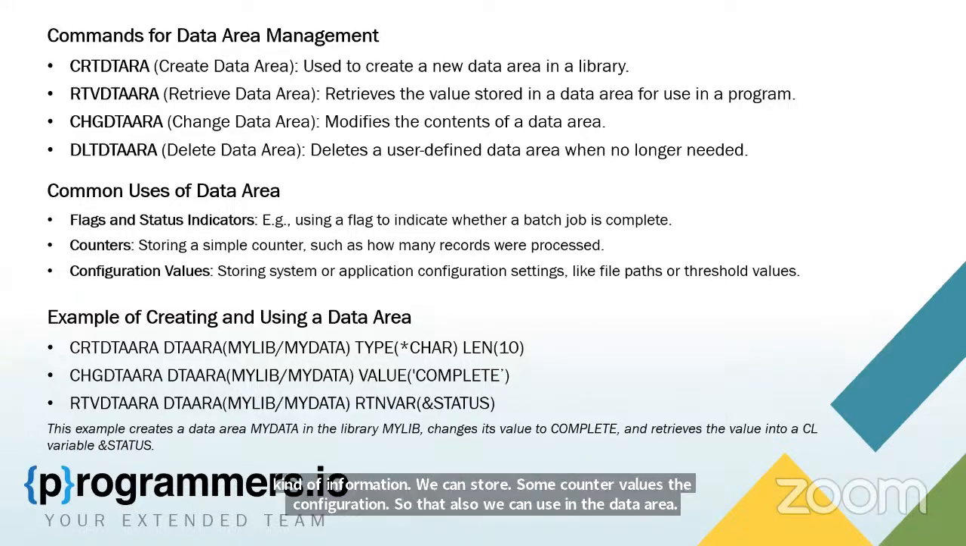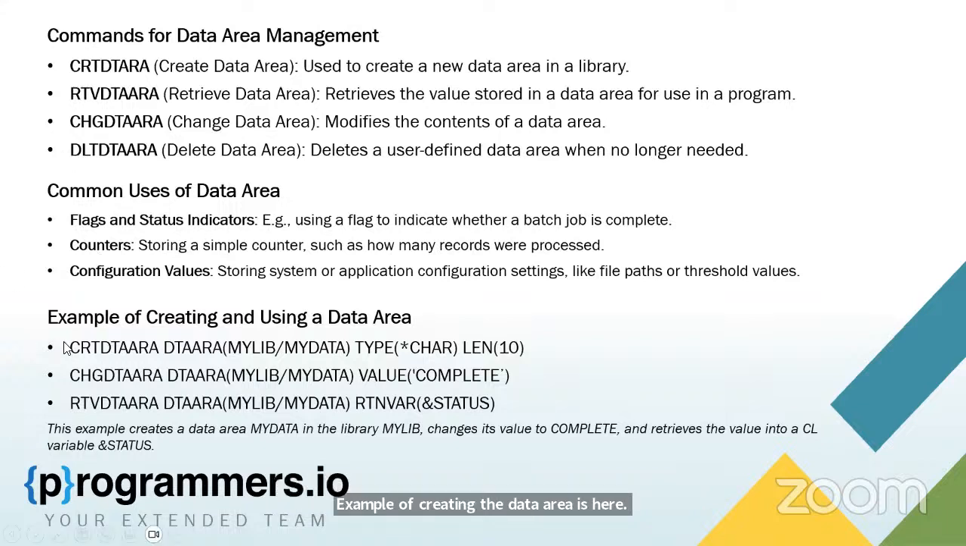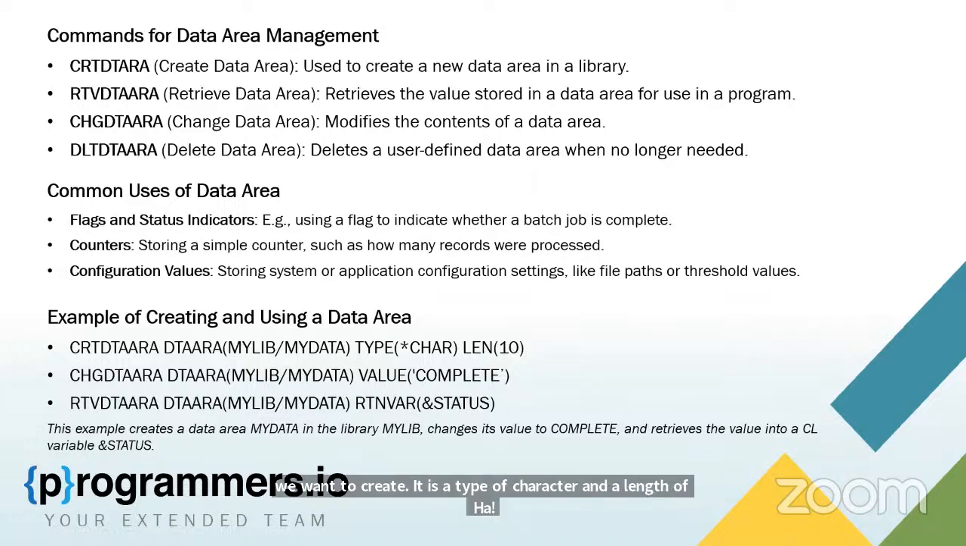An example of creating the data area is here. You can see we are using CRTDTAARA. After that, we have some attributes, which is DTAARA, and we are passing the library name and the data area name, whatever data area we want to create. It is a type of character and a length of 10 characters. So in this way, we can create the data area.